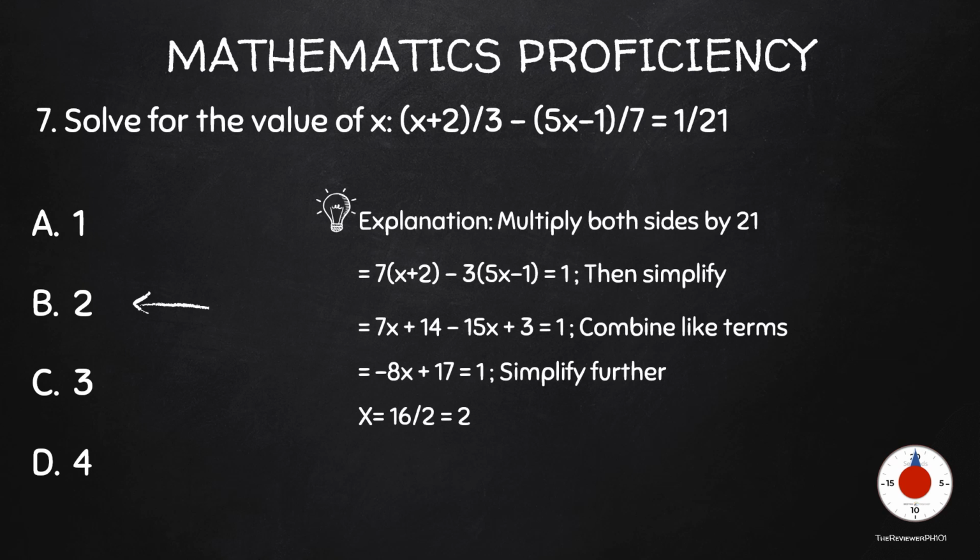Explanation. Multiply both sides by 21. Equals 7 multiplied by (x plus 2) minus 3 multiplied by (5x minus 1) equals 1, then simplify. Equals 7x plus 14 minus 15x plus 3 is equal to 1, combine like terms. Equals negative 8x plus 17 is equal to 1, simplify further. x equals 16 divided by 8, which is equal to 2.